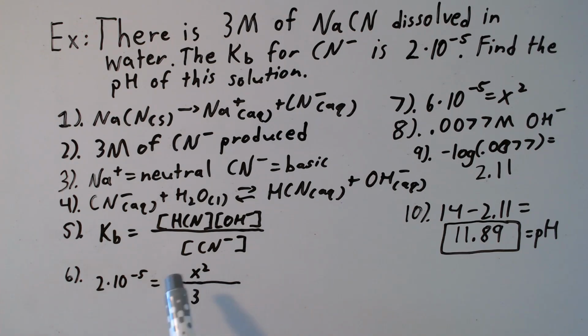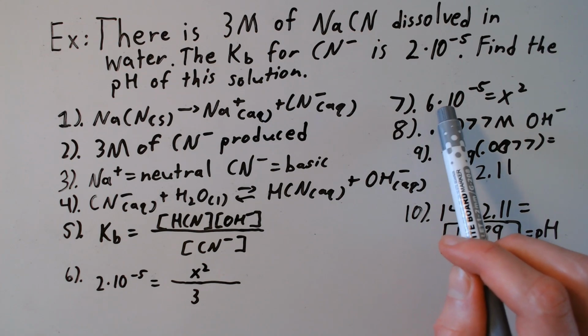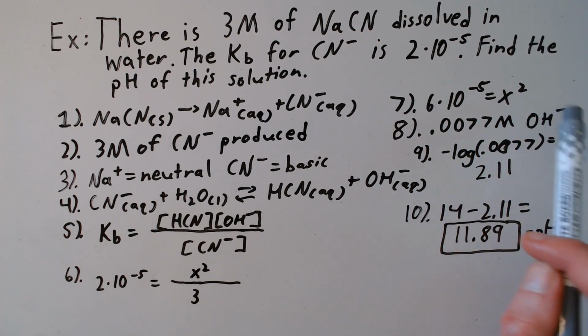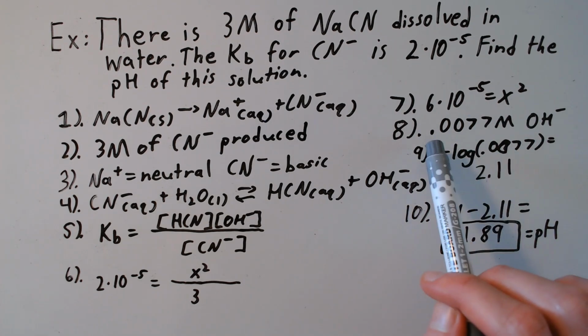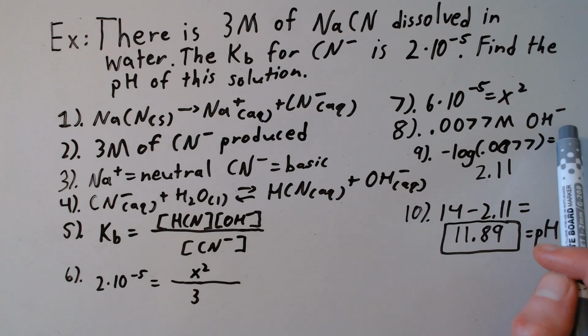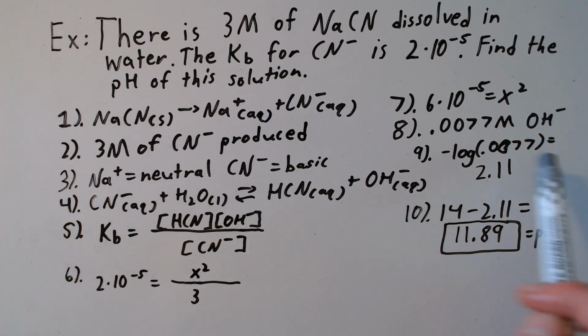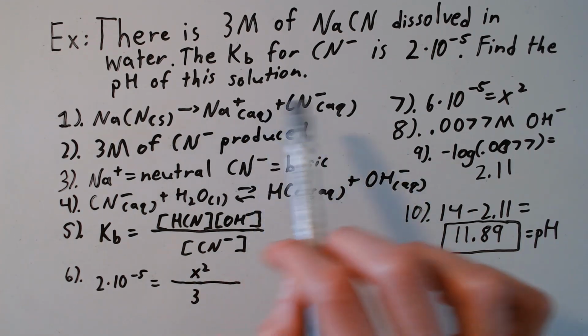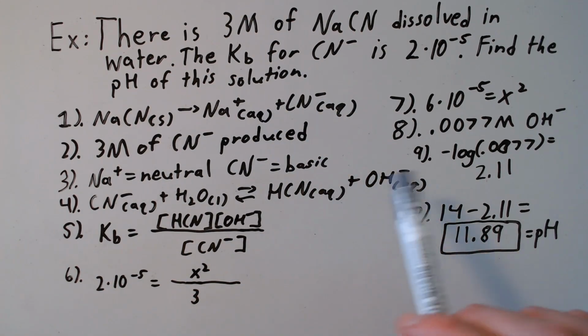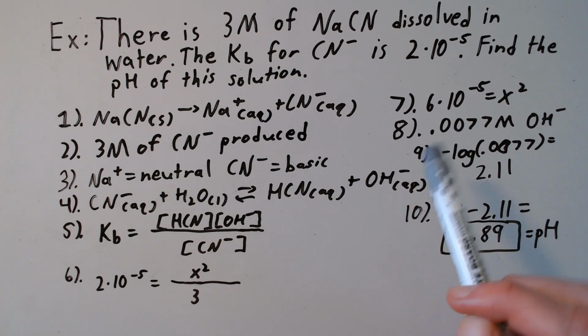And now we just have to solve for x. So we multiply the 3 by 2 times 10 to the negative fifth to get 6 times 10 to the negative fifth, and that will equal x squared. Then we take the square root of 6 times 10 to the negative fifth to get 0.0077 molar of OH minus that the CN minus produces. Essentially, this salt released the CN minus, which then went on to produce this OH minus concentration that actually changed the pH.